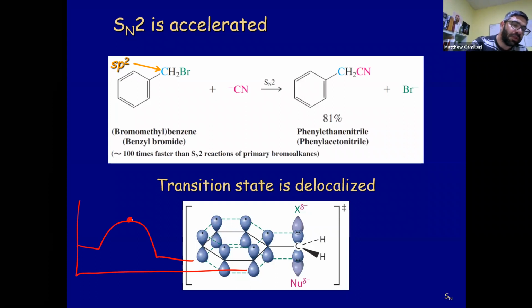it's going to be this point up here. So if for any reason that is lowered, here it's lowered through stabilization in the ring, then the reaction will be faster. So this is something that you have to keep in mind.